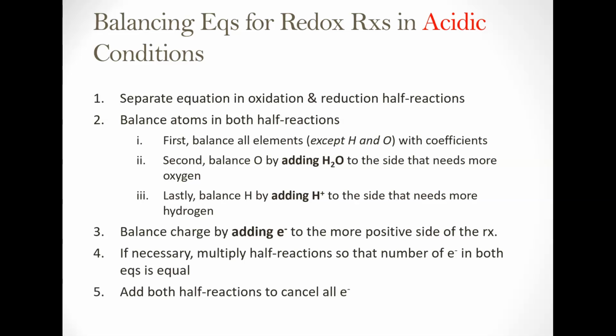Now in Gen Chem 1, we didn't have to worry about adding electrons. We only balanced equations for the number of atoms on each side. But in redox reactions, the reactions must be balanced in terms of number of atoms and also the charge. If necessary, we multiply the half reactions so that the number of electrons in both equations is equal. And the last step is we add both half reactions to cancel all electrons.